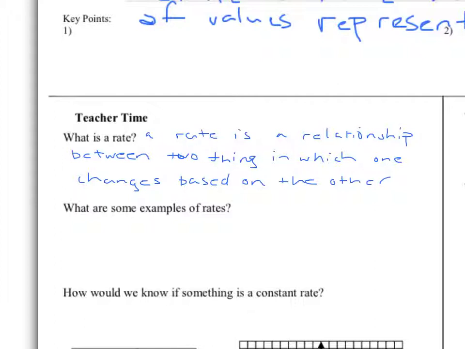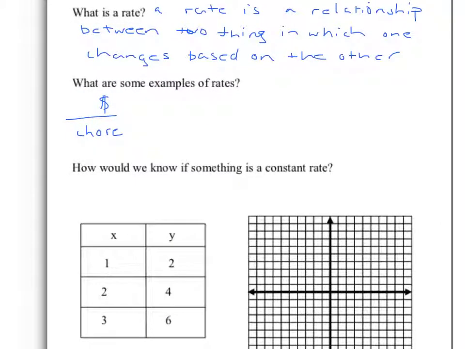So Mason has come up with this rate that he knows about. We're talking about the dollars that he gets for each chore, or some relationship between the amount of money that he gets and the number of chores he does. Now, we can also take this back to science. You've talked about this before.